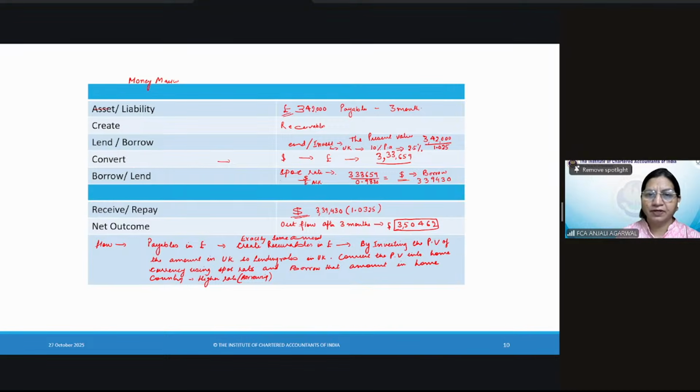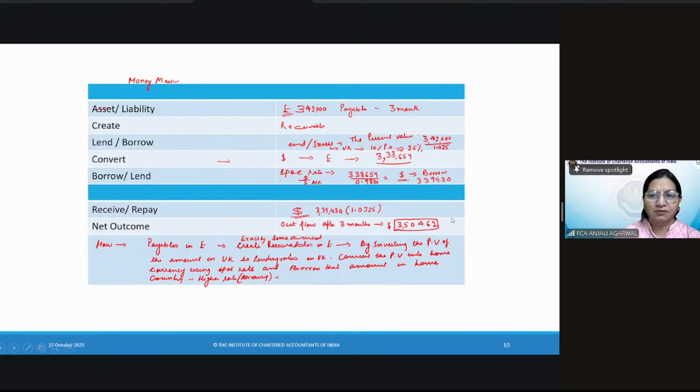This you will convert into pounds, invest in pounds, and after 3 months you will have exactly 342,000 pounds receivable, which you can use to settle your liability to make the payment to the UK exporter from whom you have imported the goods. So your dollar outflow will simply be the current amount which you have borrowed together with the interest. So irrespective of what is the exchange rate, exactly after 3 months, you will have to pay only $350,462 to be able to make the payment to the UK person from whom you have imported.